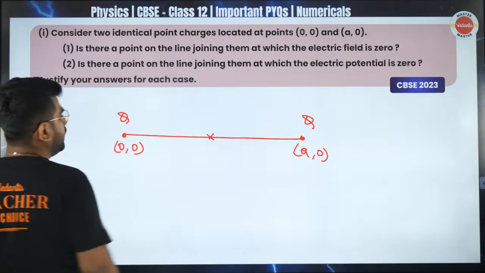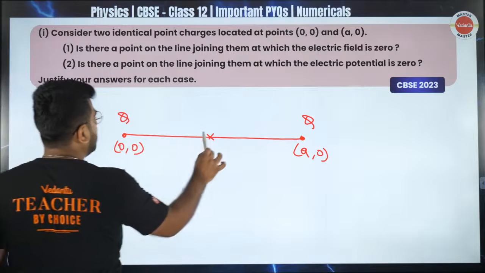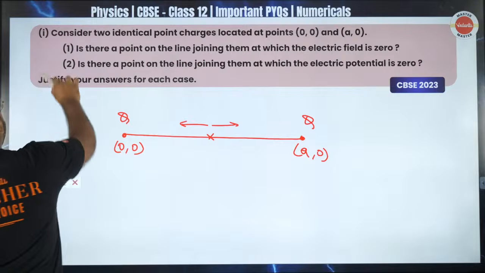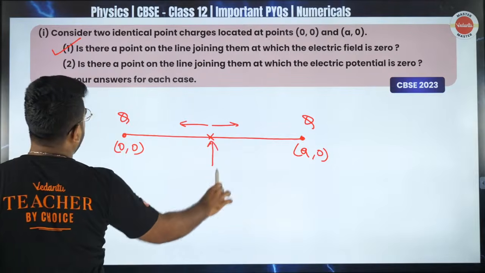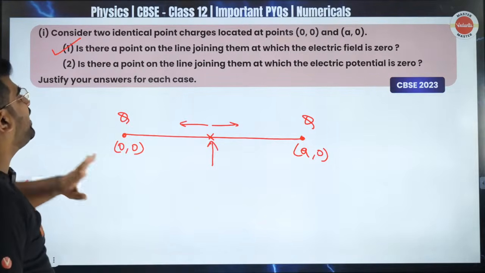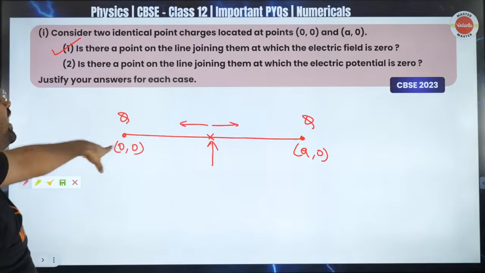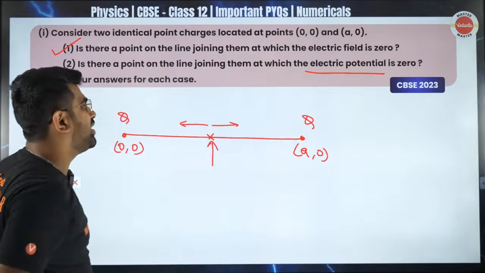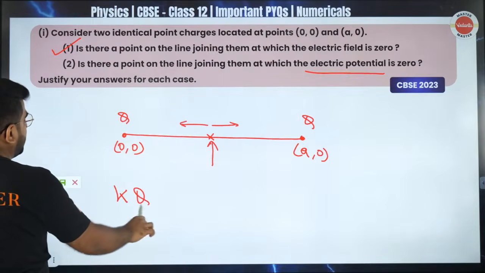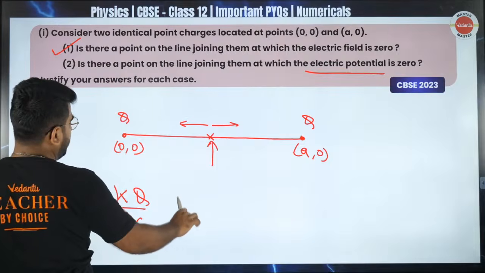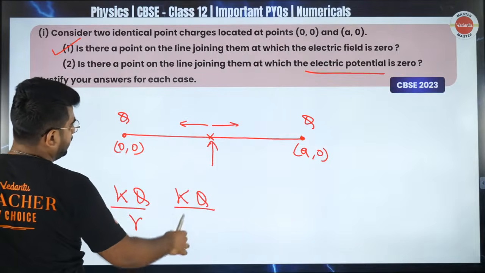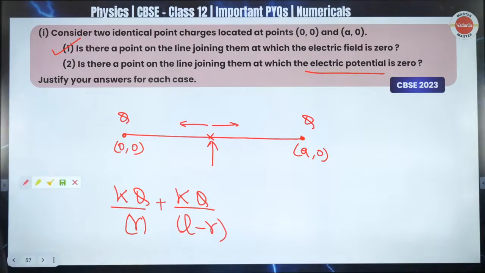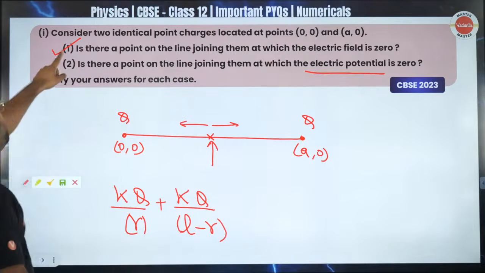Yes, in between electric field will be 0 because they will oppose each other. So yes, there will be a point halfway in the middle of both of them where the electric field is 0. Okay, is there anywhere electric potential 0? No, electric potential will not be 0 because electric potential is scalar. So it will be kq by r and kq by l minus r. So both will get added up. So potential will not be 0 but field can be 0.